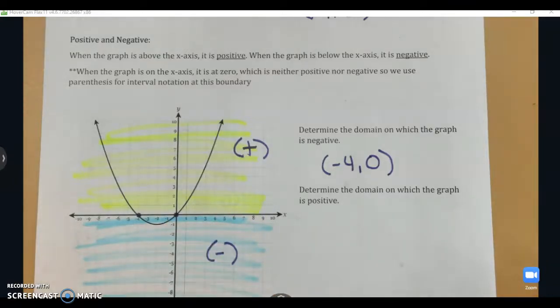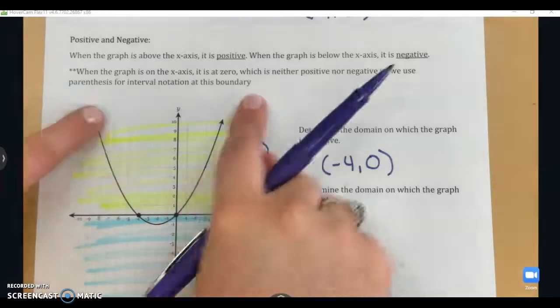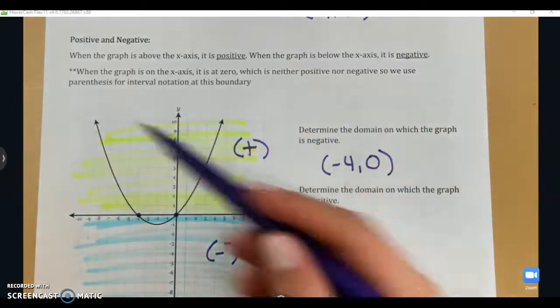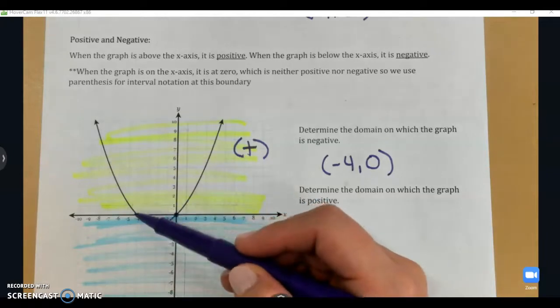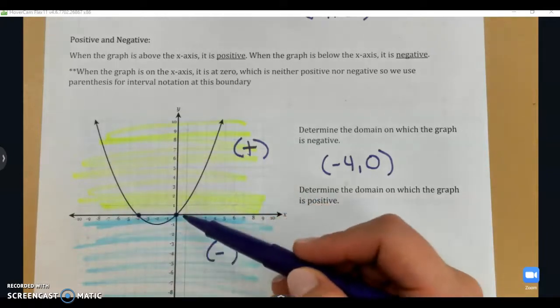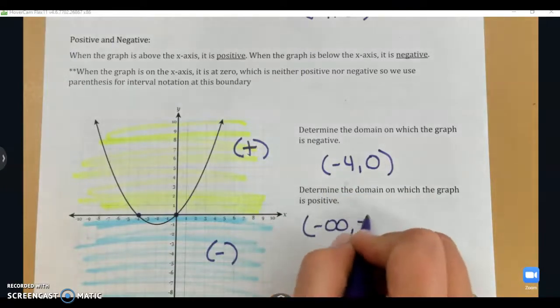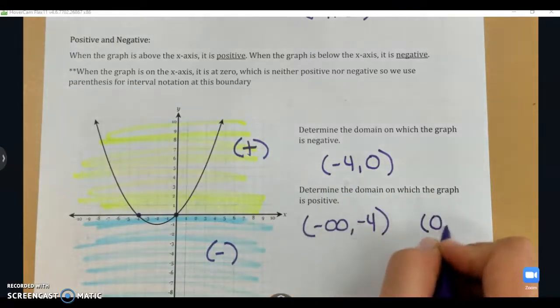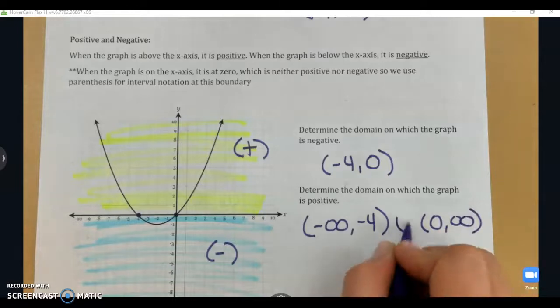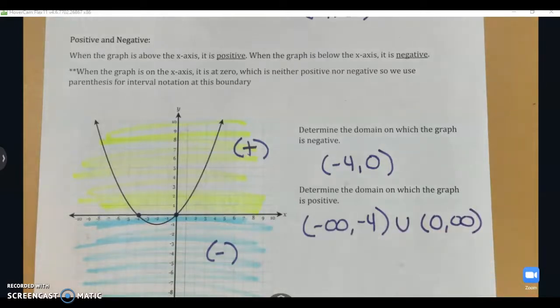All right, now over what domain is the graph positive? Well, these arrows mean it's going off to infinity. So from -infinity to -4, and then from 0 off to positive infinity, we have 2 intervals for which our graph is positive, and we put a union between them. So these are the key characteristics for our graph that we are now going to apply to our parent functions and describe the characteristics of our parent functions.